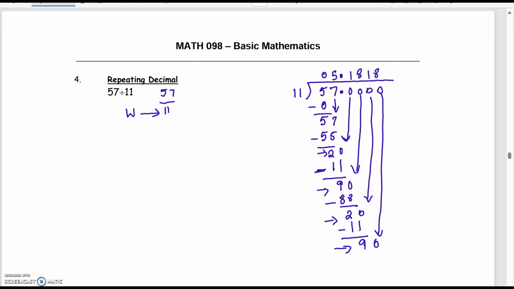11 eights are 88. And then the process continues forever because this is what you're going to get. 5.181818 and it keeps going on and on. So that's 5. Here it's not one number recurring, it's 2 numbers recurring. So it would be 18 with a bar on top. So this tells me that it's a recurring decimal.